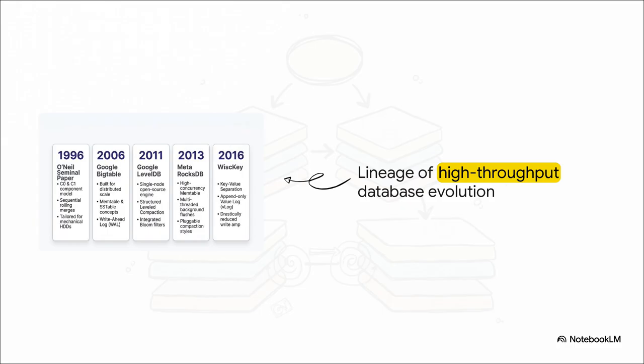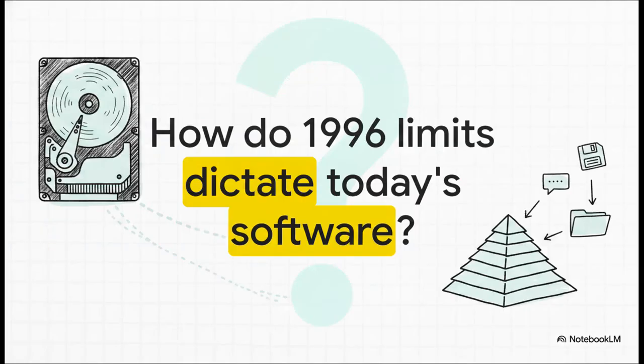Even as we have evolved from those clunky mechanical hard drives to blazing fast NVMe flash drives, the core principle of prioritizing sequential I/O remains just as critical today as it was nearly 3 decades ago. So I'll leave you with this final thought to ponder. Isn't it fascinating that the spinning mechanical limitations of a 1996 hard drive still dictate the invisible architecture of your data today? Every time you send a message, log a metric, or save a file, you are riding the sequential waves of the log-structured merge tree.